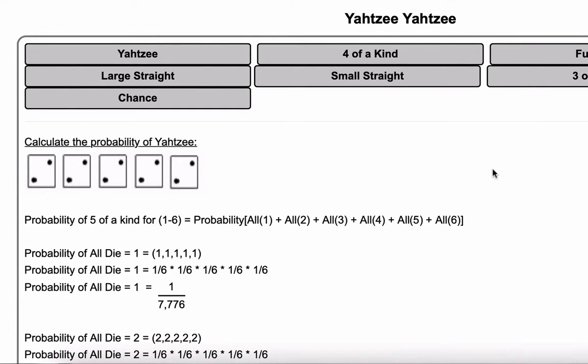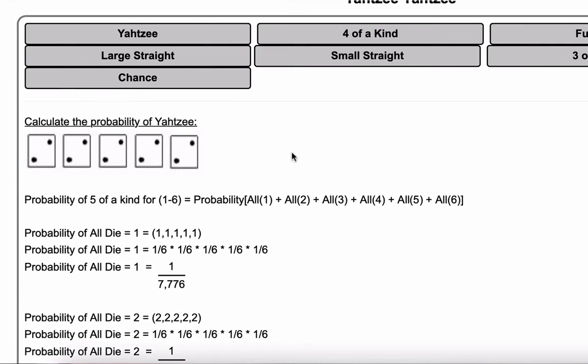Let's talk about Yahtzee probabilities. So the first probability I want to talk about is the probability of getting Yahtzee. Now, if you've not played Yahtzee, a Yahtzee is when you roll 5 dice and they all have the same face. So in this video, I'm going to show you the probability of all these different rolls, and we'll walk through each probability step by step.